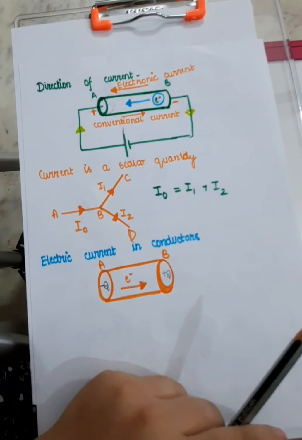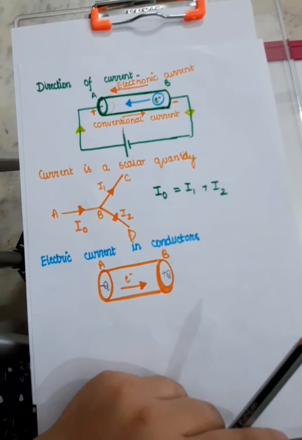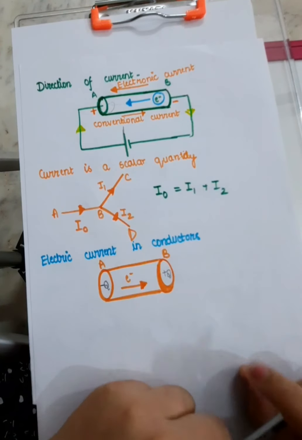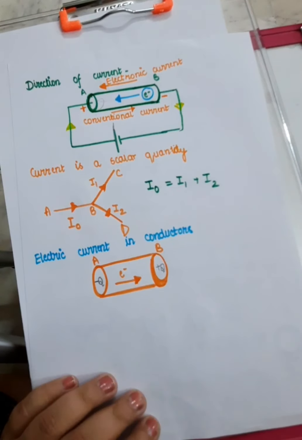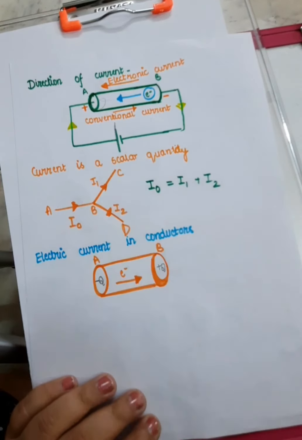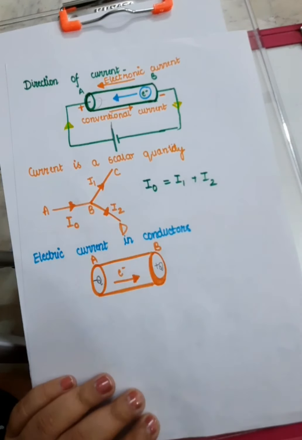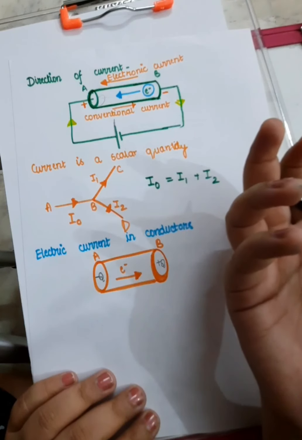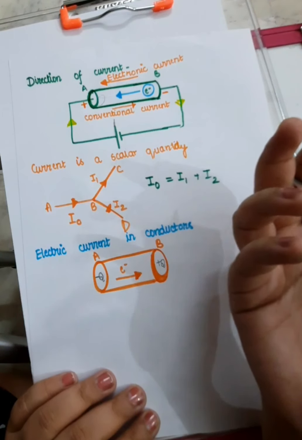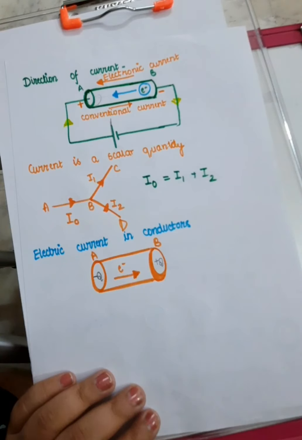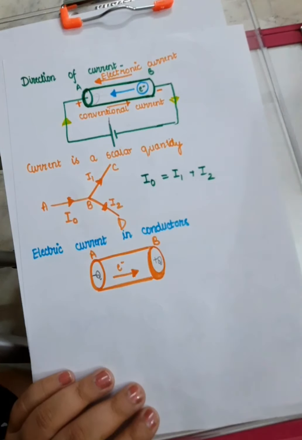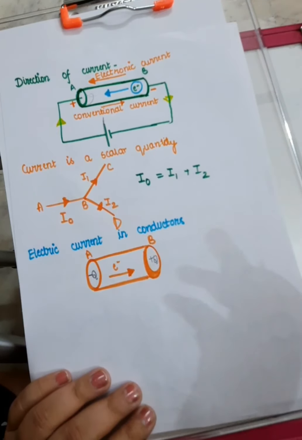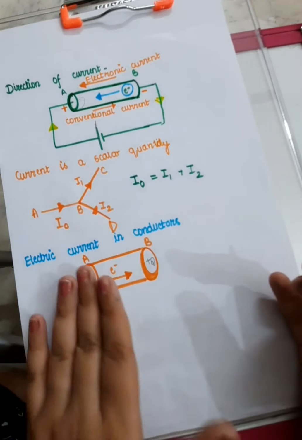Vectors are those which cannot be operated by simple mathematical laws. For example, you have studied that vectors can be treated by triangle law of vector addition, parallelogram law of vector addition, and they cannot be simply added like scalars. But current में ऐसा नहीं होता है.